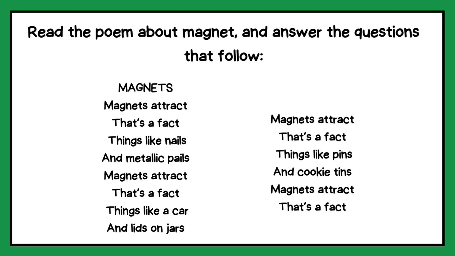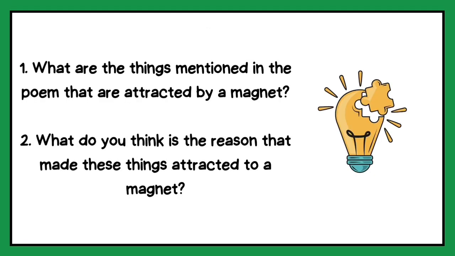Now read the poem about magnets and answer the questions that follow. Number 1. What are the things mentioned in the poem that are attracted by a magnet? Number 2. What do you think is the reason that made these things attracted to a magnet?